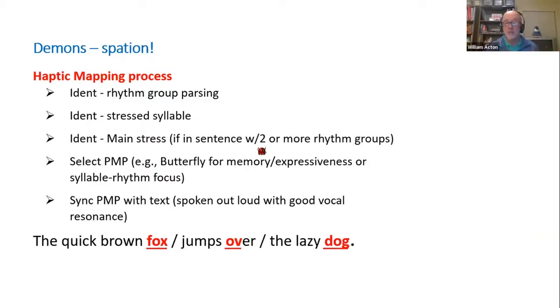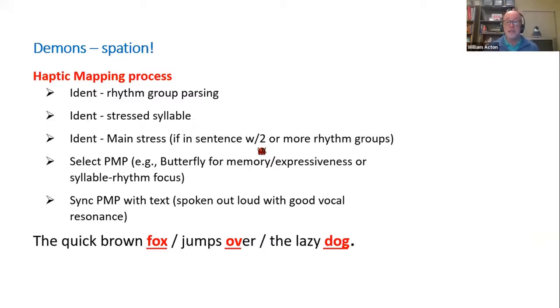So haptic mapping, what does that mean? Okay, we've got a story or something we're working on in class, and the first thing we do is identify the rhythm groups. We identify the stressed syllables and rhythm groups. And then if it's a sentence, maybe you've got 4 or 5 rhythm groups. We have to just figure out which rhythm group has main stress.